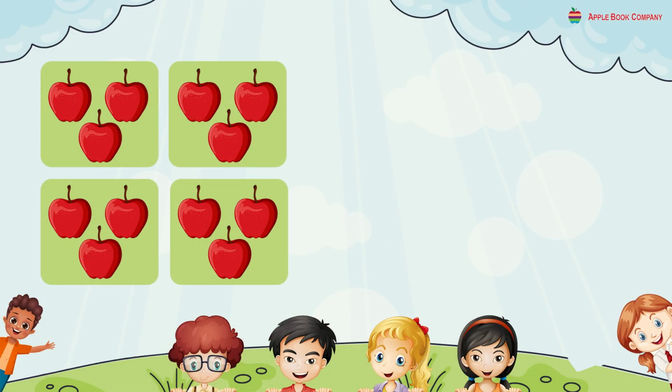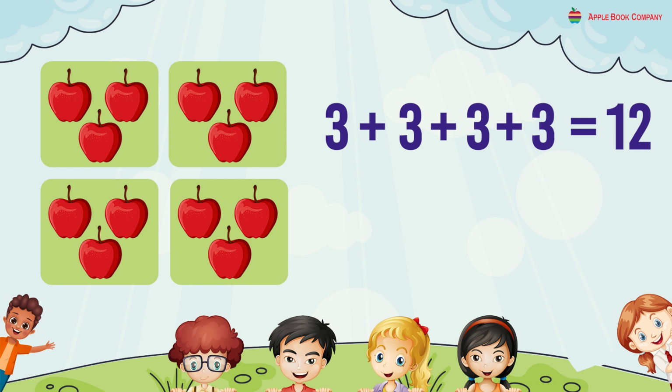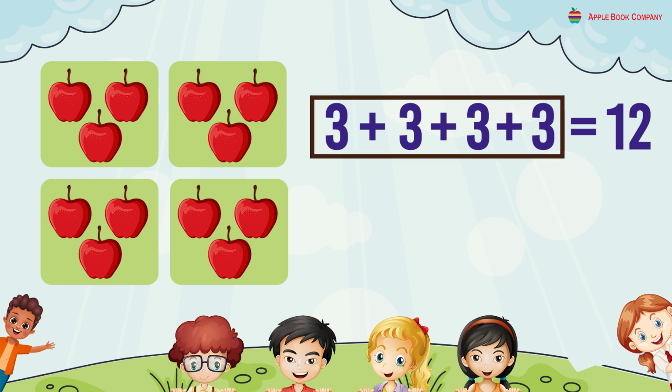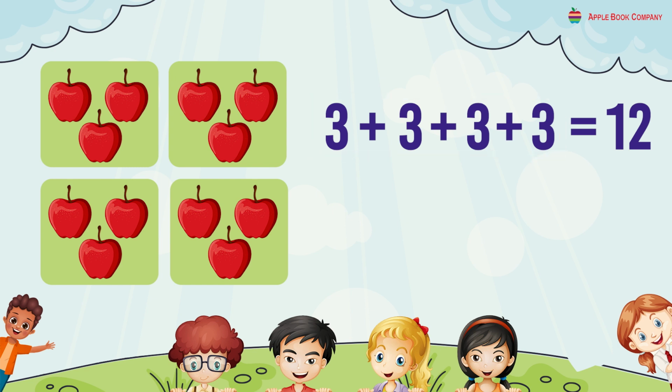Consider 4 groups of 3 apples each. There are 4 threes in all. Their sum is 12. That is 3 plus 3 plus 3 plus 3 equals 12. 3 has been added 4 times. 4 threes are 12 or 4 times 3 equals 12.